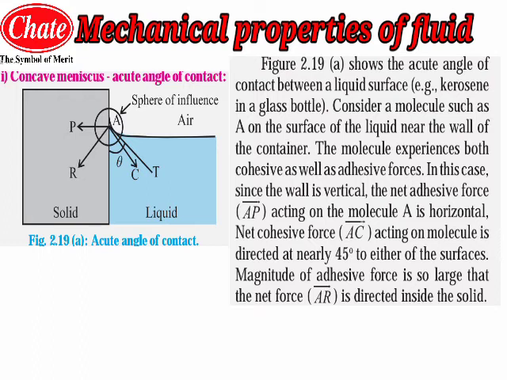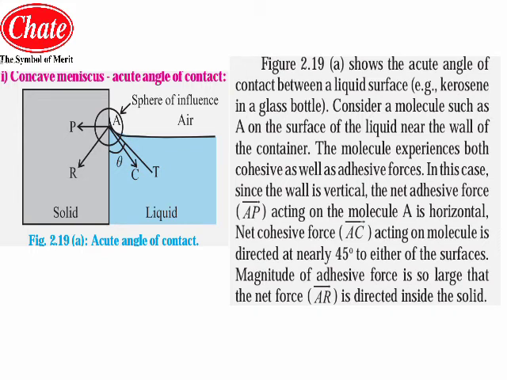So consider a molecule such as A on the surface of the liquid near the wall of the container. The molecule experiences both cohesive as well as adhesive forces. In this case, since the wall is vertical, the net adhesive force will be AP, as you can see in the diagram, which will be acting on the molecule A in the horizontal direction. So the net cohesive force, that is AC bar, acting on the molecule is directed at 45 degrees to either of the surfaces.